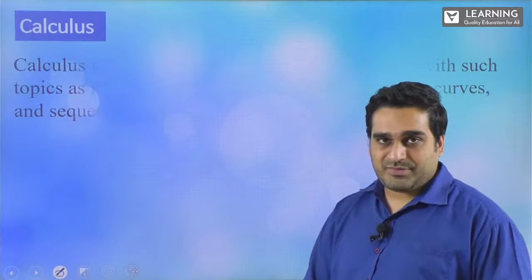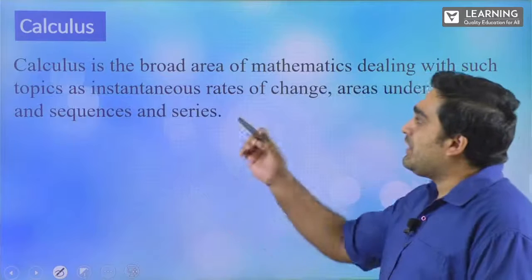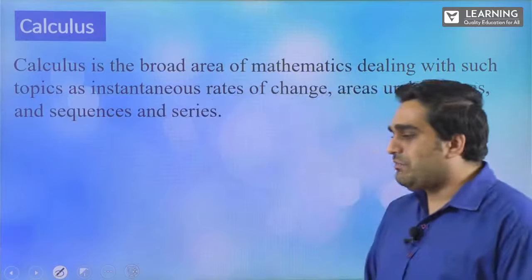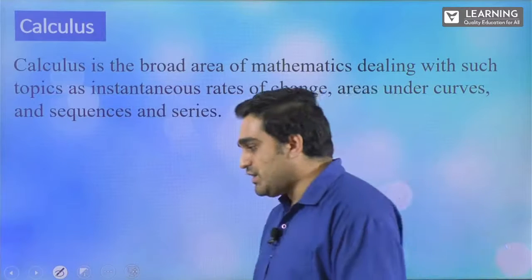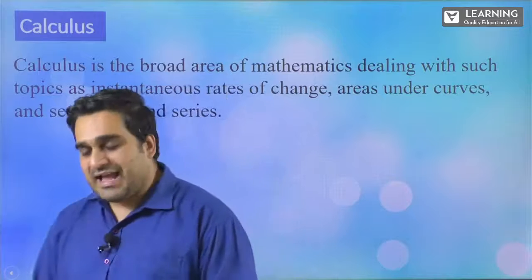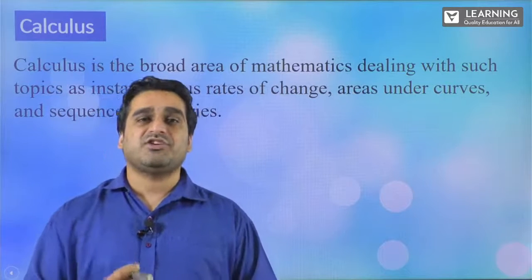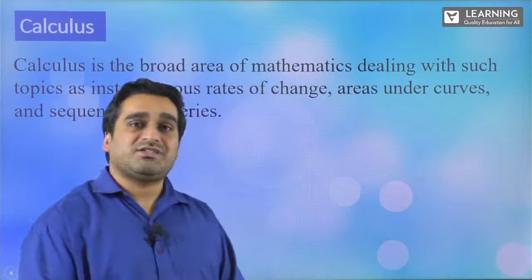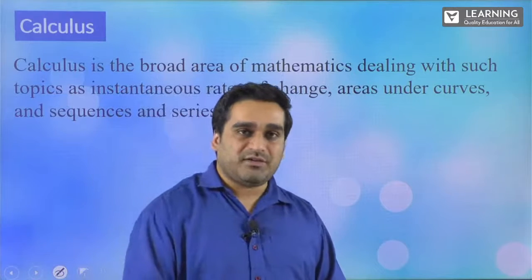So to identify the speed exactly at that moment of time, we use a tool in mathematics that's called calculus. So what is calculus? Calculus is a broad area of mathematics dealing with topics such as instantaneous rate of change, area under the curve, sequences, and series. Instantaneous rate of change is exactly what we need: the rate at which the speed changes, the rate at which the distance changes over a given period of time. Let's take a look at this by an example.